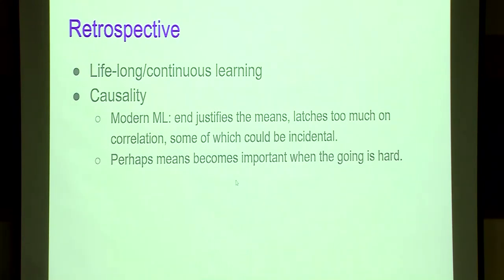Another hot area, and another topic on which many machine learning researchers are betting to solve many of these problems, is to create models which are more causal. Modern machine learning has this attitude that the end justifies the means. As long as I'm able to get high accuracy, I don't care about how I get to that accuracy. So we latch too much on correlation, and some of those correlations might just be incidental, particularly when you have billions of parameters. And perhaps we need to think about the means too, and means become important when the going is hard. Thanks.